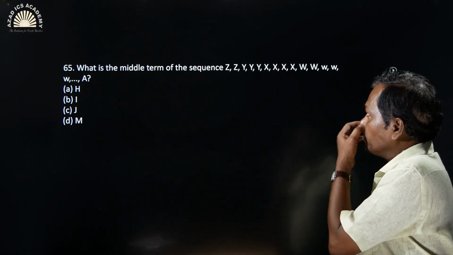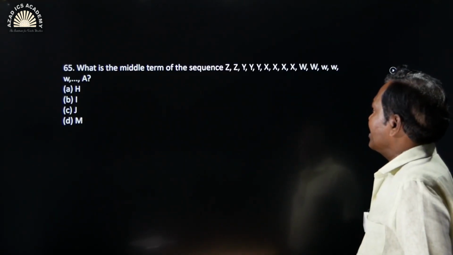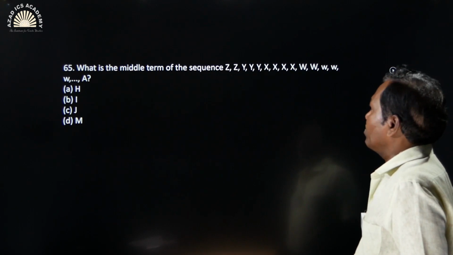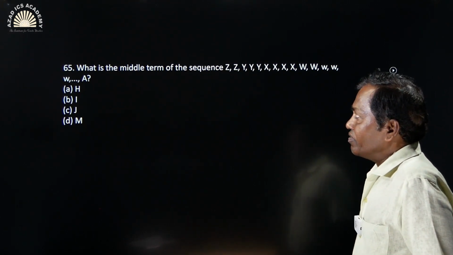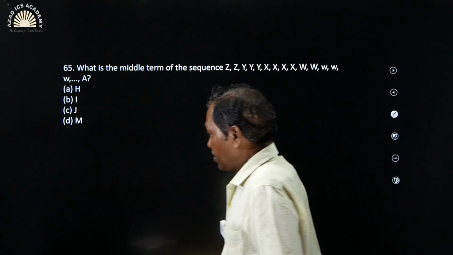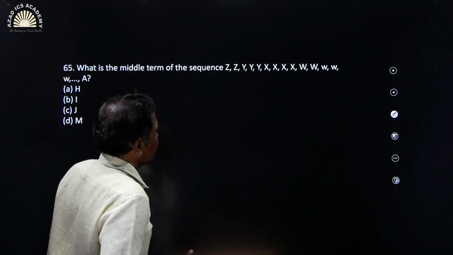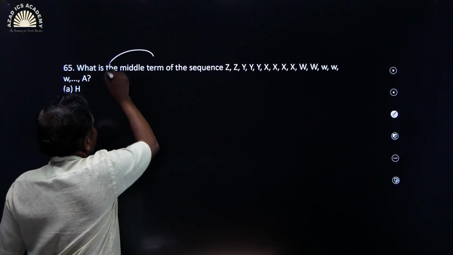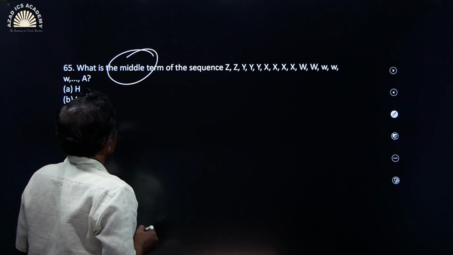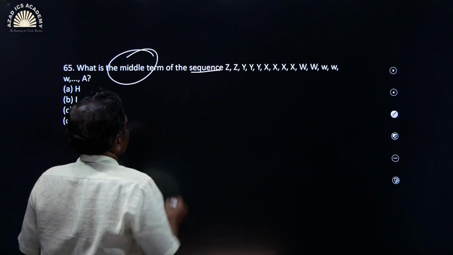Yeah, see the question here. What is the middle term of the sequence Z, Z, Y, Y, Y, X, X, X, X, W, W, W, W, W? It is in the reverse order. Let us try to understand the question properly. What is the middle term? We need to know the middle term of the sequence here.